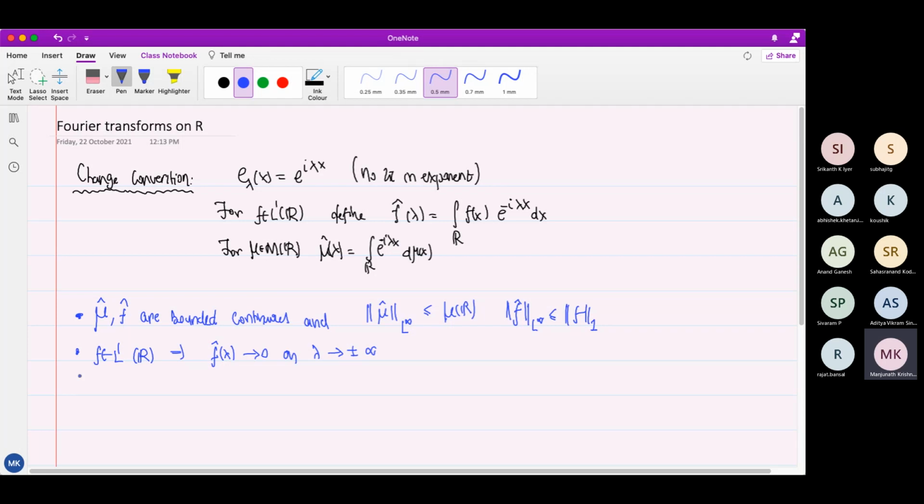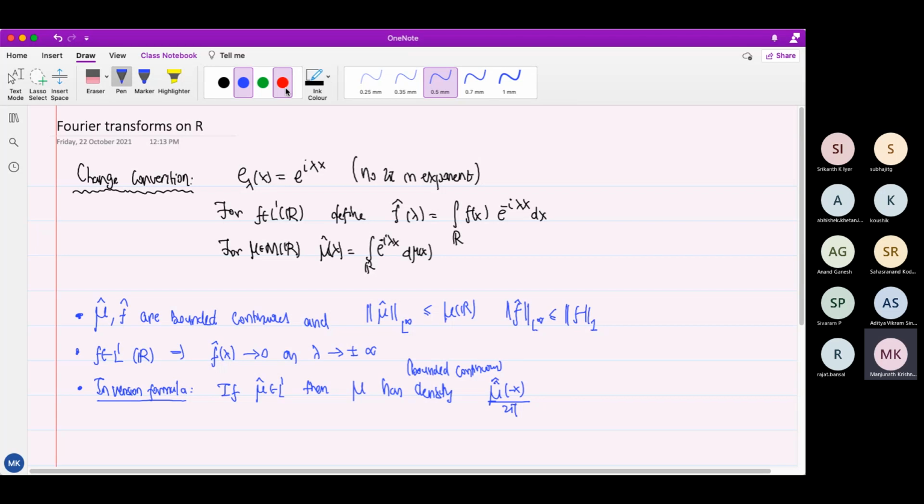Okay, what were the other things? The inversion formula will hold in the form I wrote. I will write only the case when mu hat is in L1, then mu has a density. It is actually a bounded continuous density, in fact, which is given by mu hat of minus x divided by 2 pi.